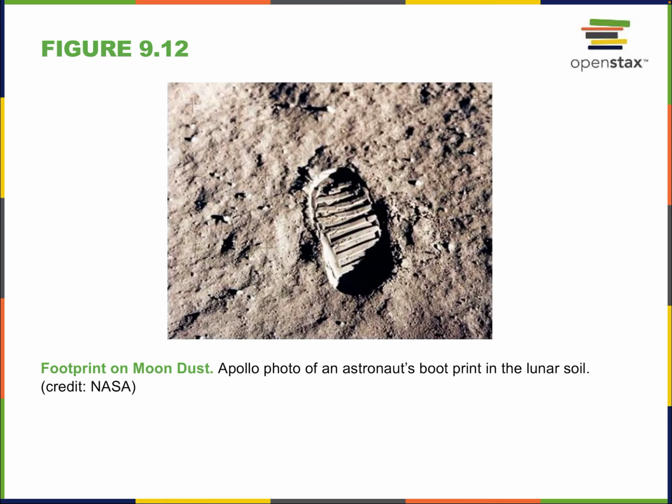Here's a footprint as far as things impacting the surface of the moon. One of the only things that hasn't, besides meteorites and comets and so on, are human footprints, right? So here's a footprint pushing into that fine dust, the regolith on the surface of the moon, the lunar soil.